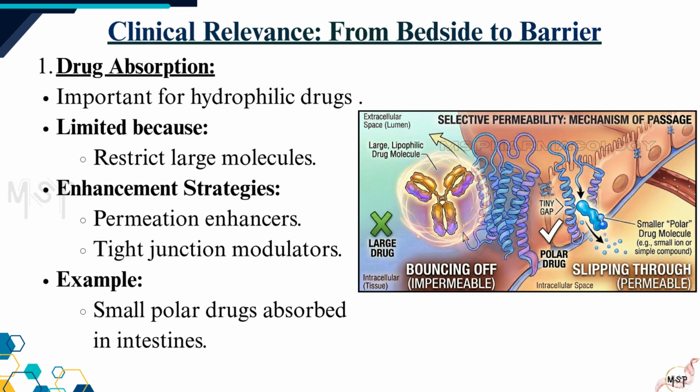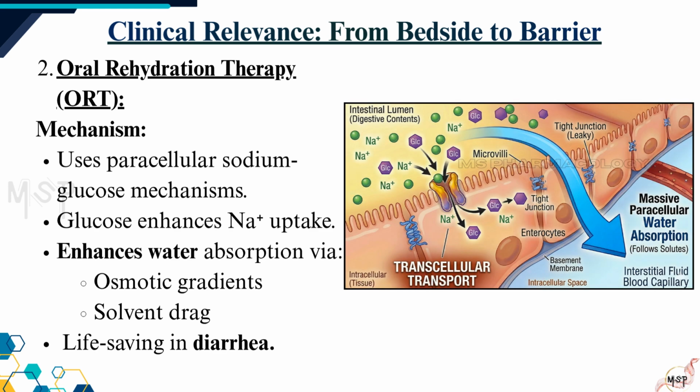Now let's take a look at the clinical relevance of paracellular transport. Understanding the paracellular path isn't just academic. It's the key to modern medicine. Take drug absorption, for example. Many hydrophilic or water-loving drugs rely on these gaps to enter the bloodstream. However, because tight junctions are so restrictive, large molecules often get blocked. To solve this, scientists are developing permeation enhancers and TJ modulators, chemical keys that temporarily relax the junctions to let life-saving treatments pass through.